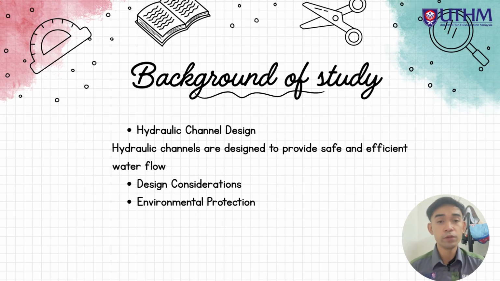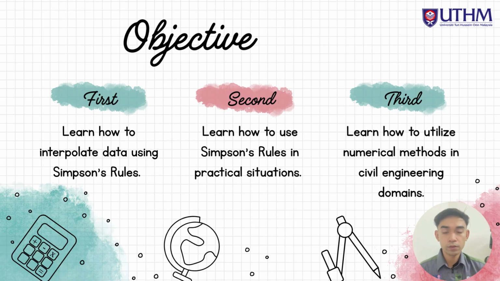So I will explain the objective of the project. For the first objective, we learn how to interpolate data using Simpson's rules. So first, we need to determine what type of Simpson's rule to use. And the second is to learn how to use Simpson's rules in a practical situation.